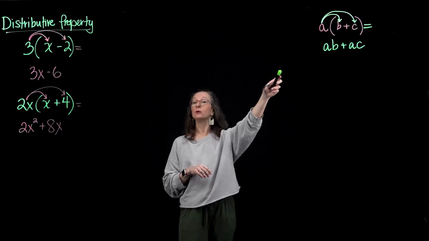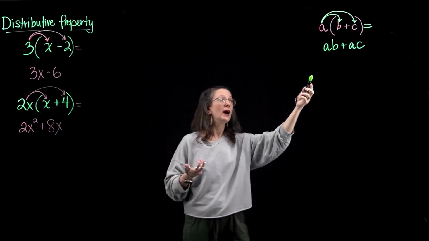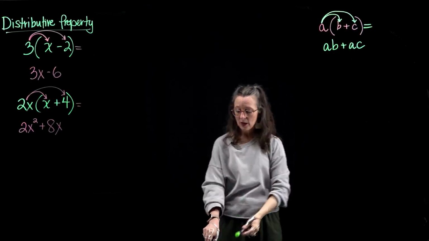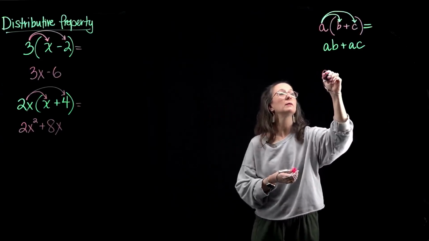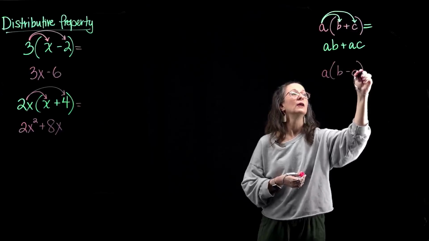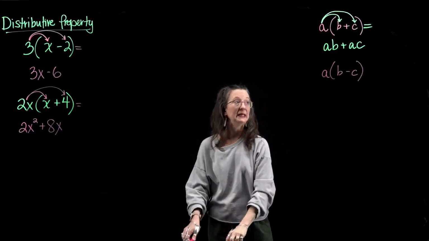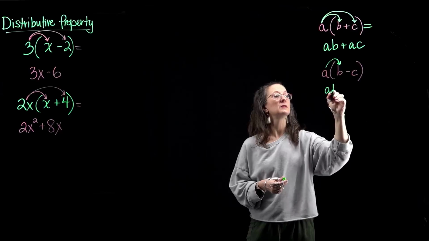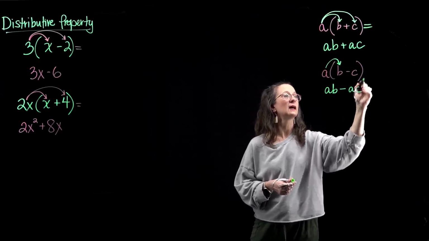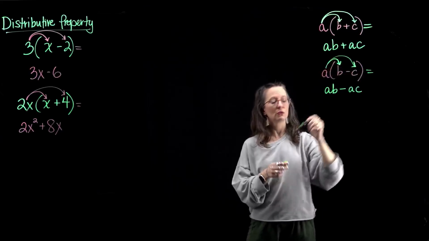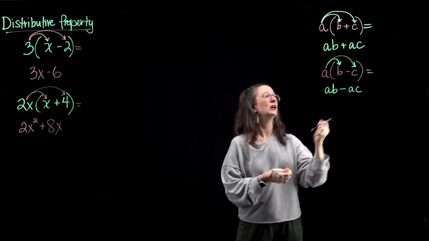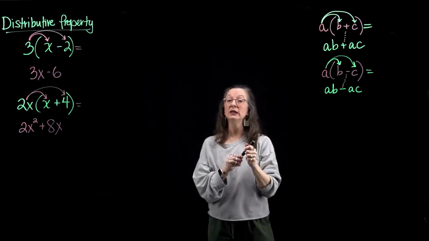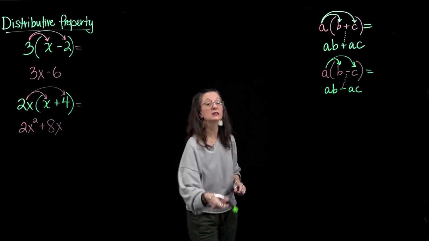Now, notice that my rule works whether this is a positive or a negative here. We're going to keep that sign. But if it's helpful, I can rewrite my rule to include A times parentheses B minus C. And we know that this would be A times B minus A times C. So notice, let me grab one different color here, that the sign in the middle of our B plus C is going to stick around.